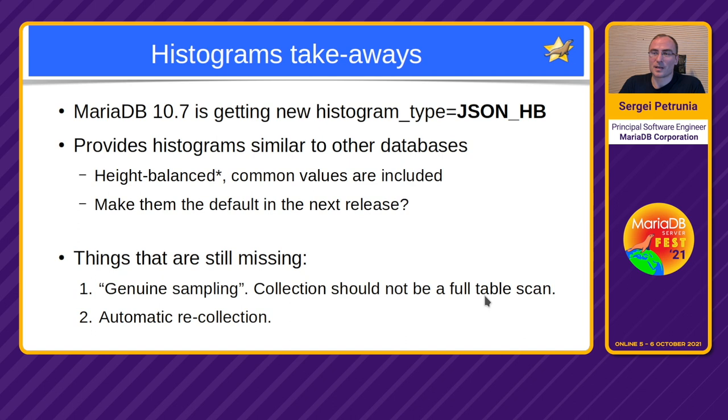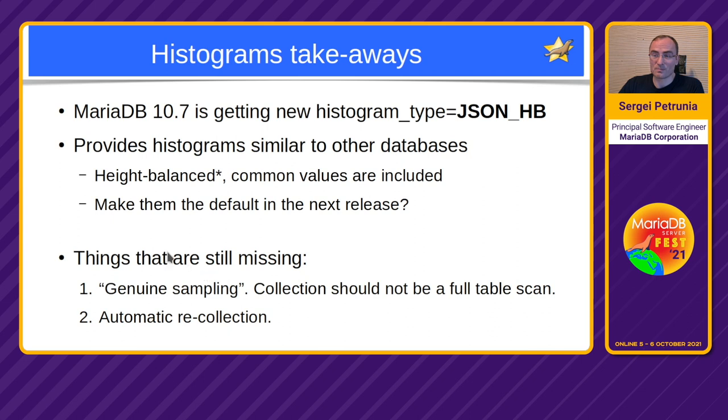MariaDB 10.7 is getting a new histogram type, JSON_HB. It provides histograms similar to other databases. They are almost height-balanced. Common values are included in the histogram but stored in their own buckets. Currently this new histogram type is not the default, but we are looking at whether we should consider making it the default in the next release.